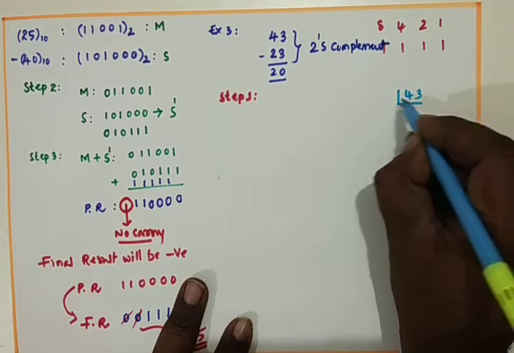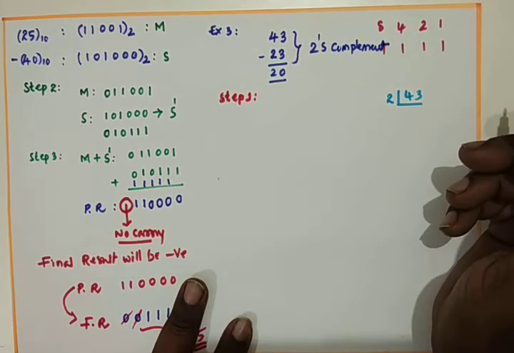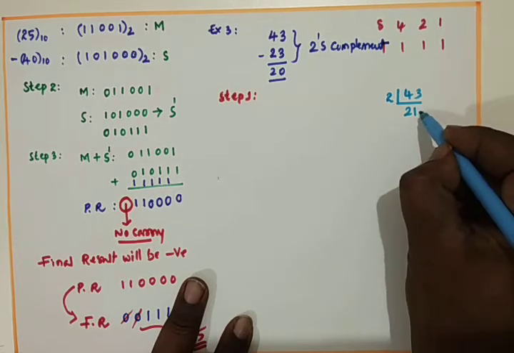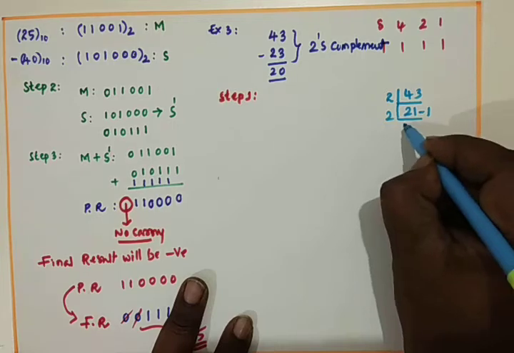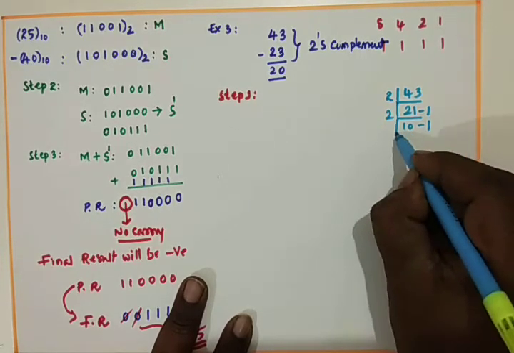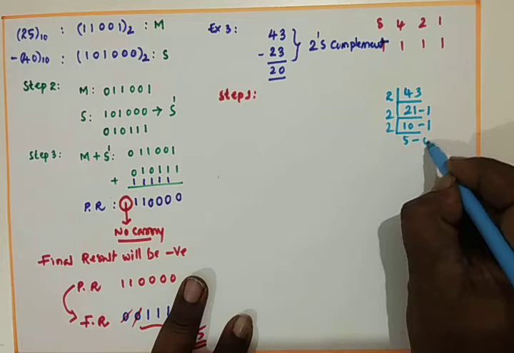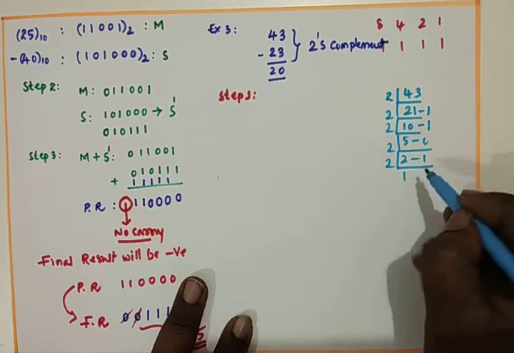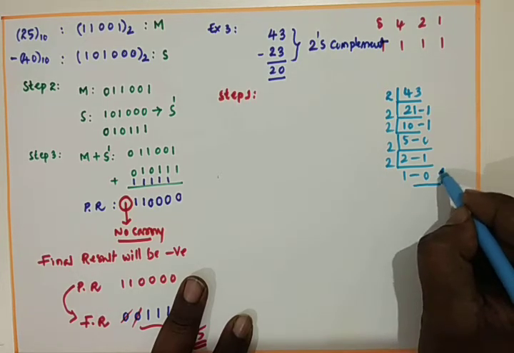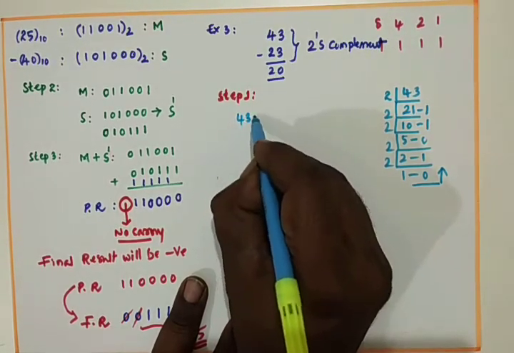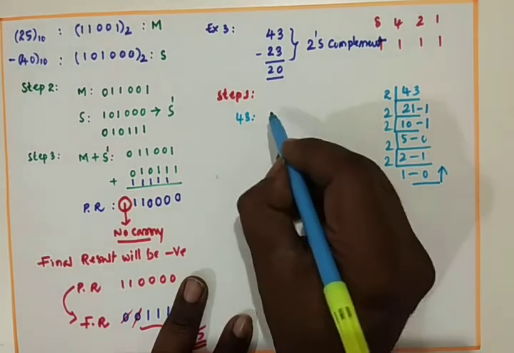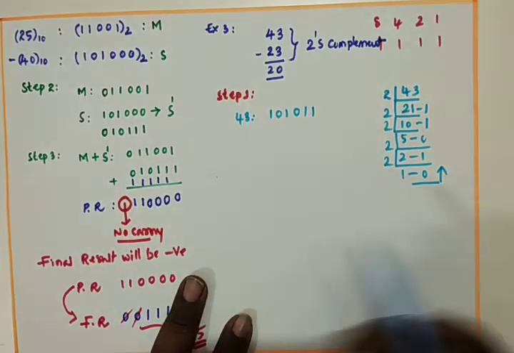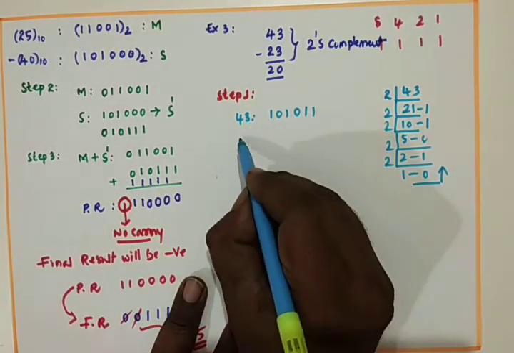43, that means it has to be successively divided by 2, that is 21. 2 21s are 42, remainder is 1. 2 tens are 20, remainder is 1. 2 5s are 10, remainder is 0. 2 2s are 4, remainder is 1. 2 1s are 2, and the remainder is 0. So finally what we have for the 43? For the 43 we have 101011. Then in a similar way we have to get 23 also.